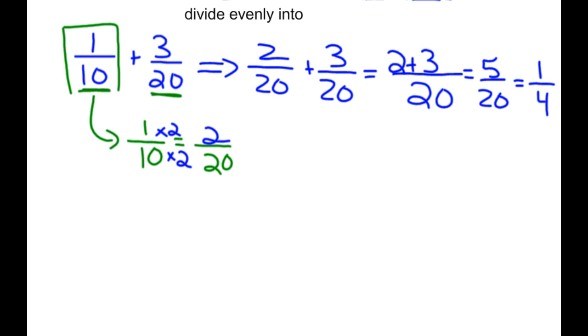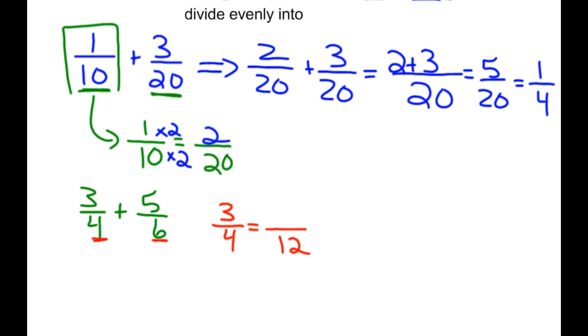If we wanted to take 3 over 4 and add 5 over 6, we don't have common denominators. So we're going to look at the 4 and the 6 and think about what the smallest number that both 4 and 6 divide evenly into, and that would be 12. So I'm going to take my 3 over 4 and rewrite it as an equivalent fraction that has 12 as a denominator. So I'd have to multiply the 4 by 3 to get 12.